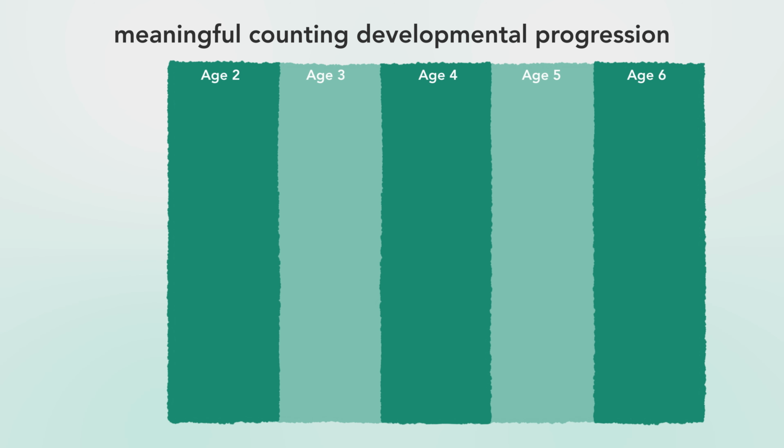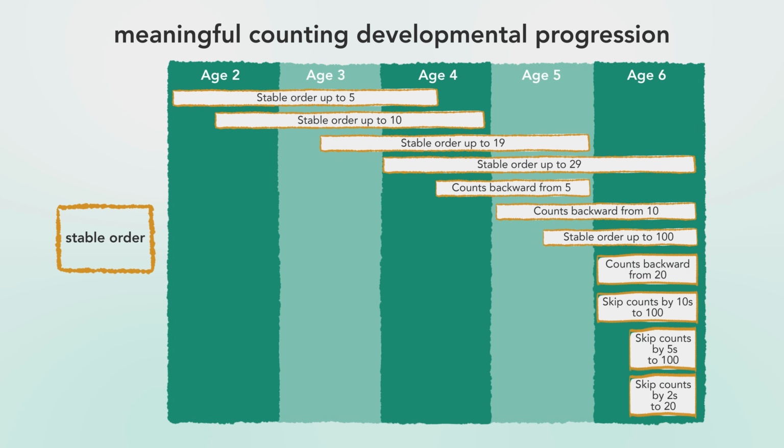The top third of the developmental progression for meaningful counting is focused on how children develop stable order. Each band on the chart indicates a range of time when most children develop a particular skill. For example, most children develop the ability to recite the counting words in order up to 10 between the ages of 2 and 4, whereas being able to say the words in sequence up to 19 is usually achieved between 3 and 5 years. We'll look more carefully at the other two sections of the progression in the videos to come.